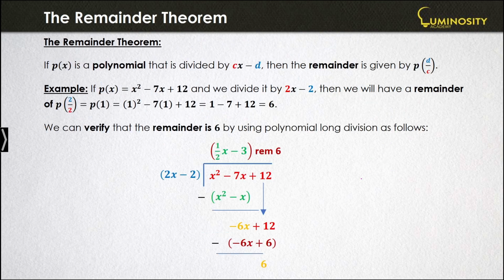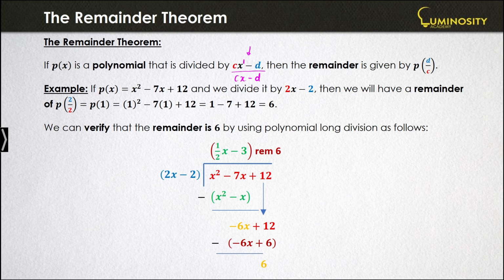So the remainder theorem is the following. If p of x is a polynomial that is divided by cx minus d, so this polynomial is being divided by a linear polynomial, cx minus d, then the remainder is given by the polynomial evaluated at d divided by c. It has to be in this form, cx minus d. That's the crucial part there. So let's have a look at an example.